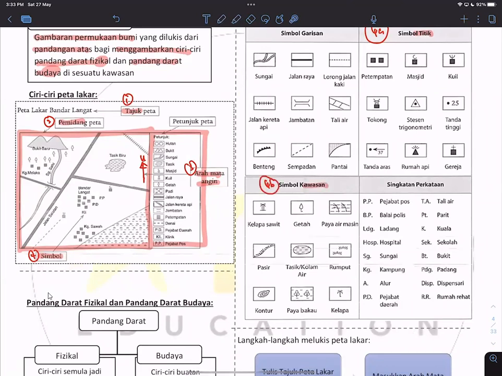Kawasan refers to one symbol for one large area. So all the tanaman, all the large areas like tasik. Yeah, this symbol is kawasan. This bukit is kawasan. This tanaman for getah is kawasan. This symbol for padi is kawasan. Why? Because they are referring to a large area.